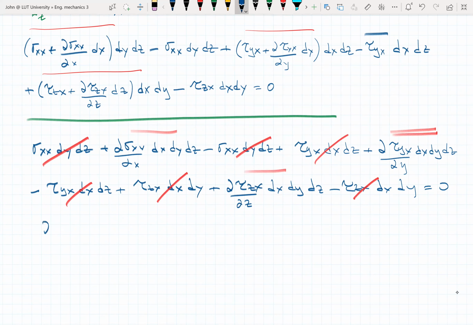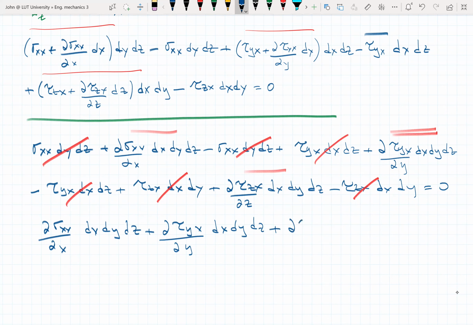This is going to be partial sigma x divided by partial x multiplied by dx dy dz, plus partial of tau yx, y times dx dy dz, plus this last variation, dz, dx dy dz equal to 0.